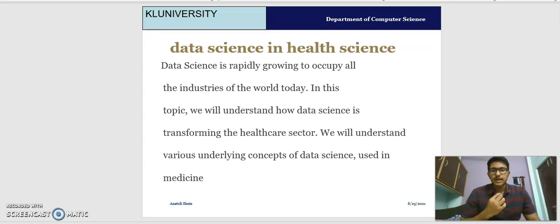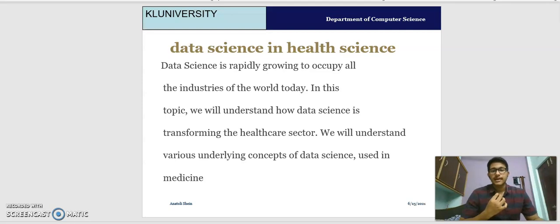Coming to the topic, I'm going to explain about data science in health science, how it is helpful in healthcare and also in health science. Actually, data science is rapidly growing to occupy all the industries of the world. As of now, we know that mostly our future is about data science and artificial intelligence, right? So it has a major role in the future and present. In this topic, we will understand how data science is transforming the healthcare sector.